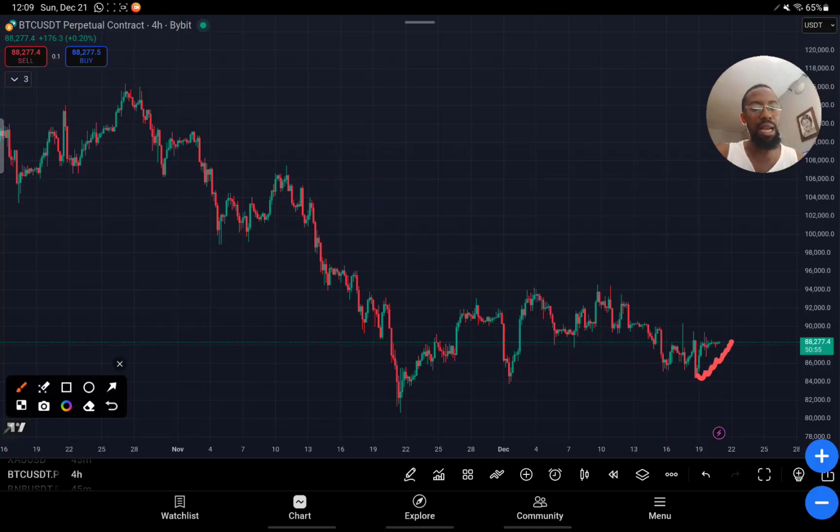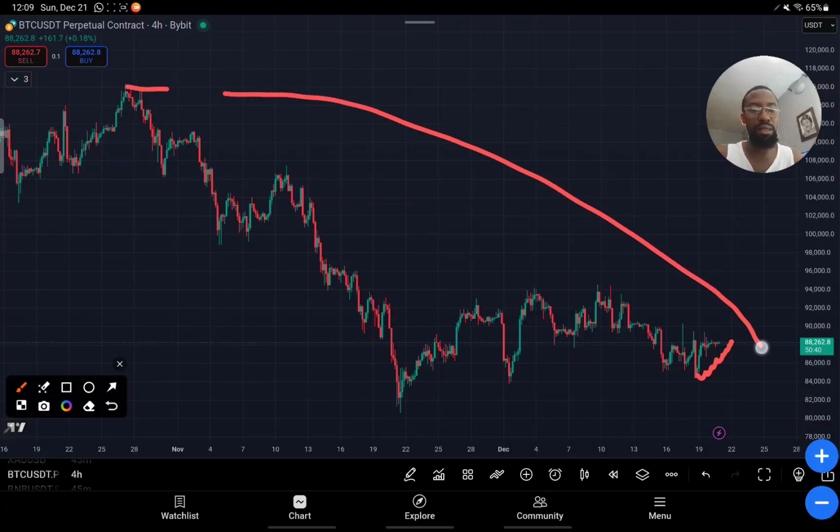Do you understand? And as you can see, we are in a bear market already. The market is on a downtrend. I hope you understand. The market is on a downtrend, so we are still expecting more downtrend. So you can see what is happening here.